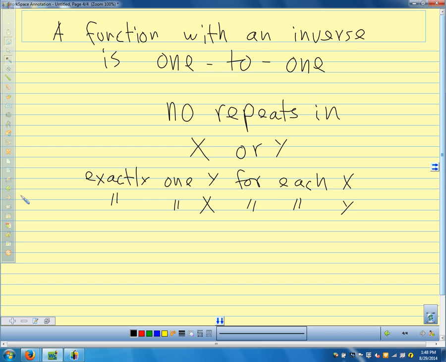All right, the last thing that we need a reminder about is how we find inverse functions.